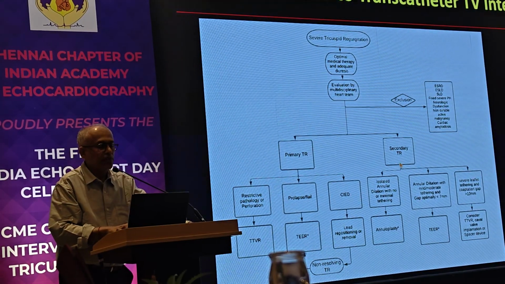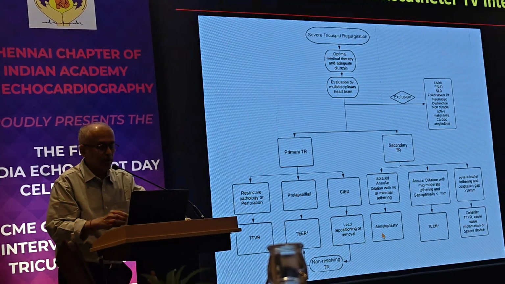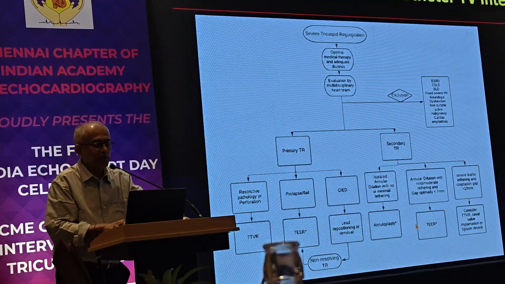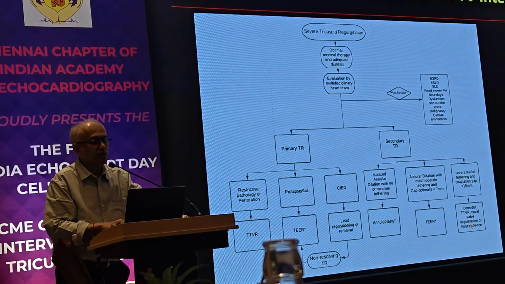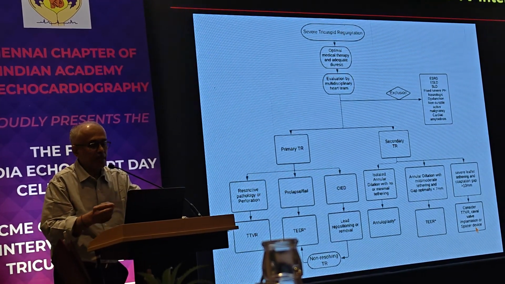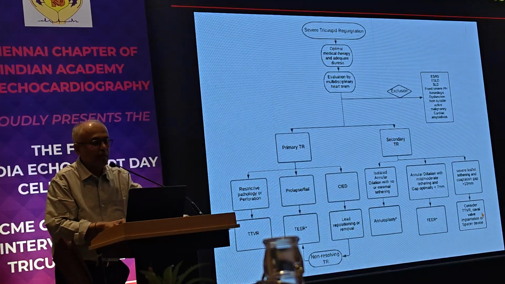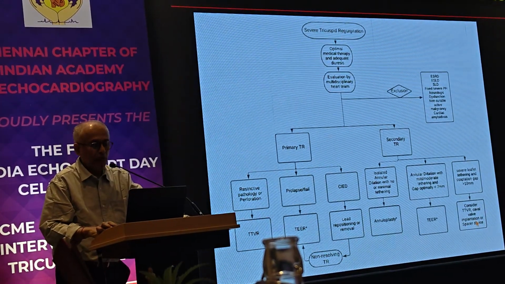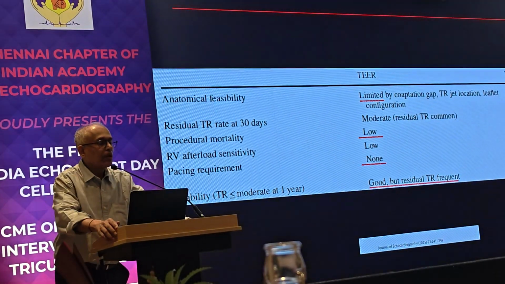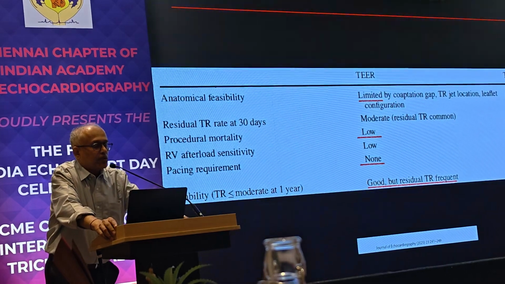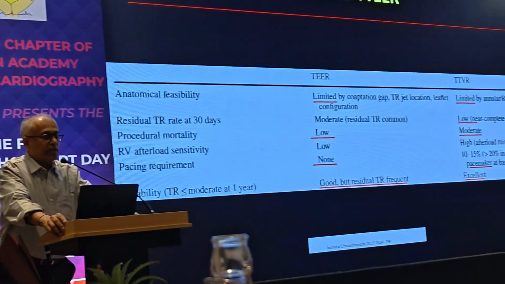On the other side, you have secondary TR, so annuloplasty, not done here, but again that's an option that is available. And then you have the extreme ones, the ones which are really sick, and there's not much you can do, where you have the caval valves as the end point, more of a palliative one. Now TTVR versus TTR. What are the pluses and minuses?